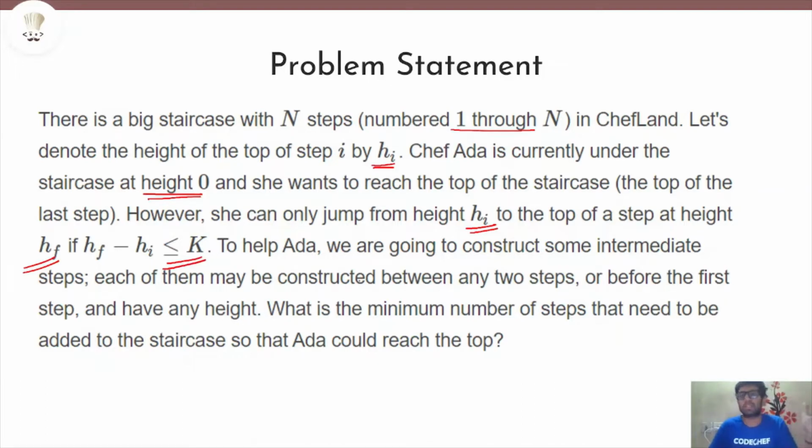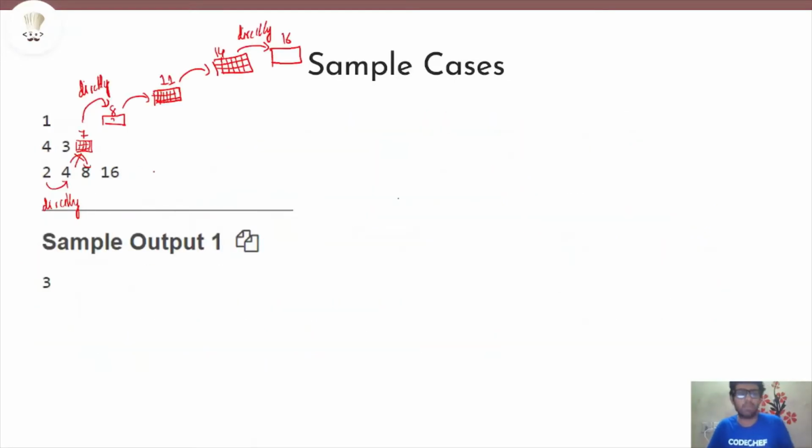Each of them may be constructed between any two steps or before the first step and have any height. What is the minimum number of steps that have to be constructed so that Ada can reach the top? Let's look at the sample case. One thing to note is that the input we are given will always be strictly ascending.